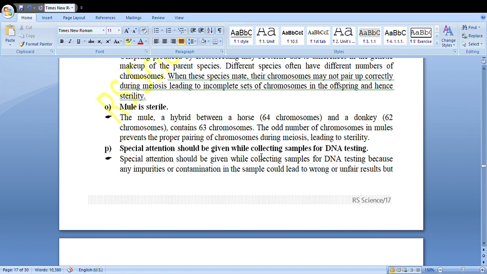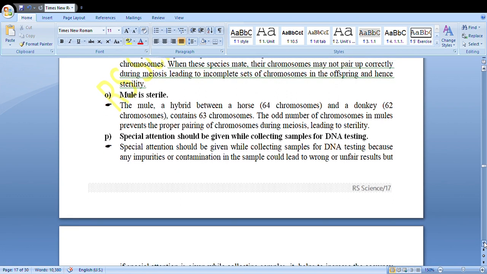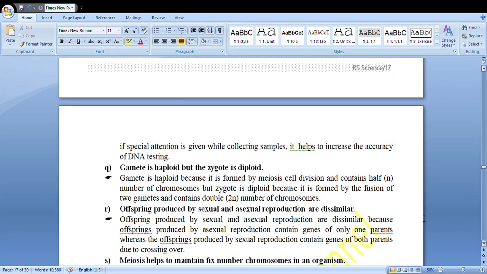Special attention should be given while collecting samples for DNA testing. Yes. Special attention should be given because any impurities or contamination in the sample could lead to wrong or unfair results. But if special attention is given to the sample, it helps to increase the accuracy of DNA testing.